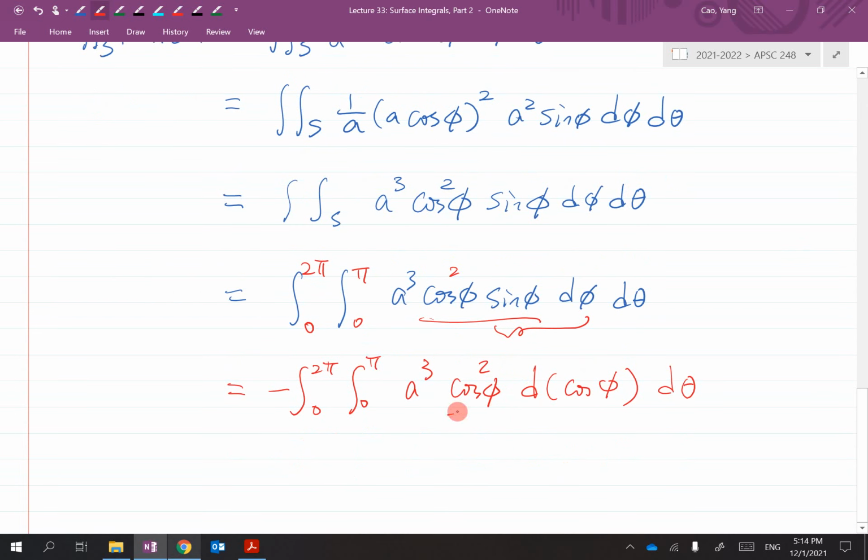Now you have cosine phi as the dummy variable, and then you can integrate and substitute the limits. There's nothing to do with theta, so theta will just give 2 pi. You can calculate this carefully. You get 4 over 3 pi a cubed, which happens to be actually the volume of this sphere. It's just a coincidence.